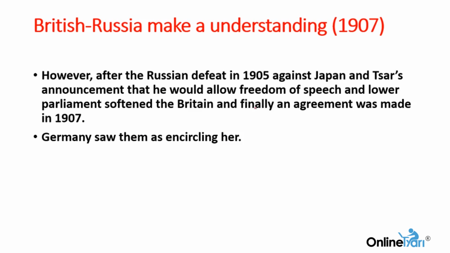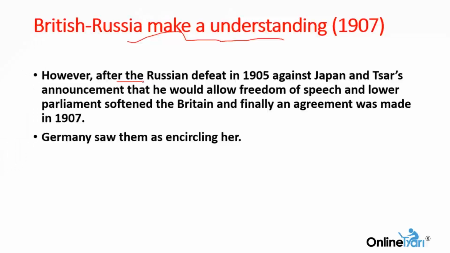Second, Britain and Russia make an understanding. Britain always thought that Russia was a kind of corrupt and undemocratic country. They did not like Russians. Basically, they never liked Russians. For them, Russians were not a civilized people, so they always had a kind of reservation against Russians. But things were changing at that time.